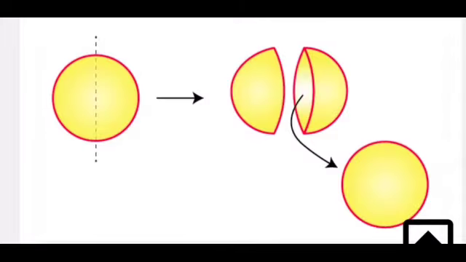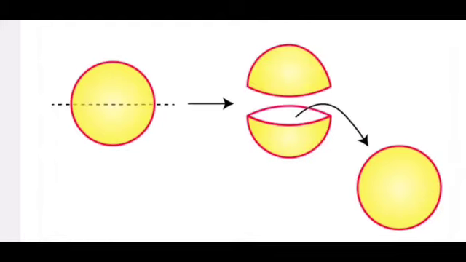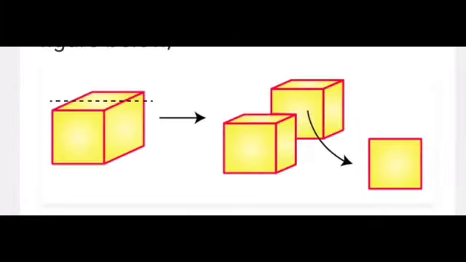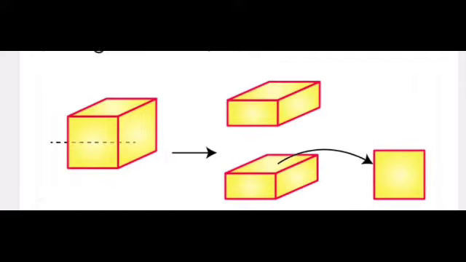Now the next solid is an apple. When you give it a vertical cut, you will observe a circle in its cross section. When you give the same apple a horizontal cut, again you will observe a circle in its cross section. The next solid is a die. It is in the form of a cube. When you give it a vertical cut, you observe a square in its cross section. When the same die is given a horizontal cut, you observe a square in its cross section.